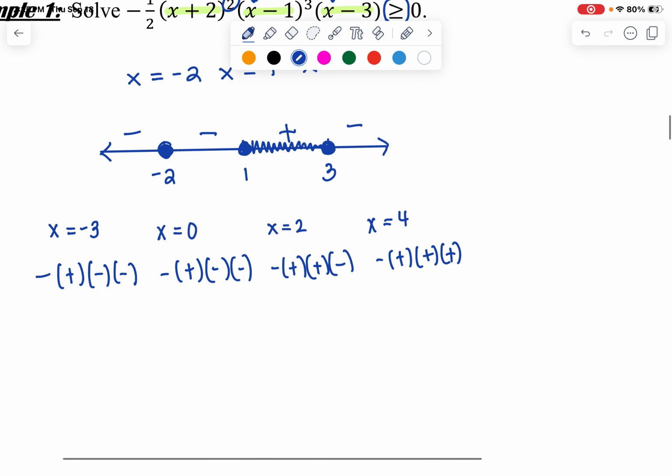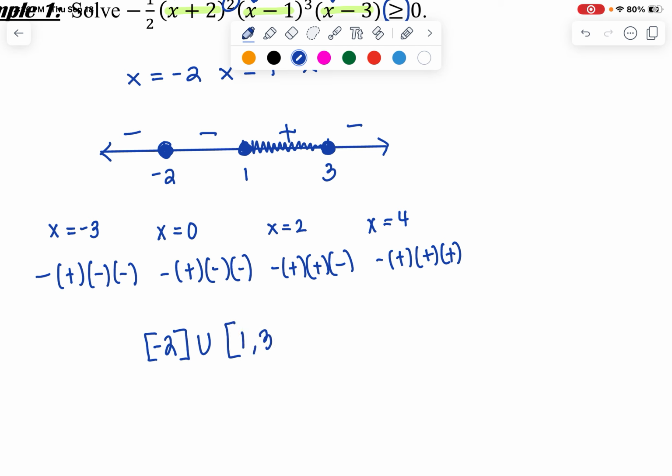And now I'm going to write my solution set. So I have -2 as a solution, right? So how do I include -2? I put brackets around it. Union, and then I want to say all values in between 1 and 3, including 1 and including 3. So there is my solutions in interval notation, okay?